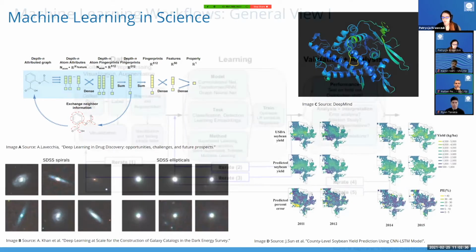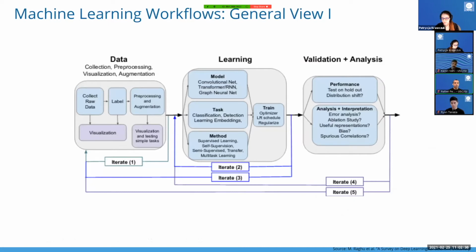One way to look at machine learning workflows at a very high level is to see them as comprising 3 sequential stages. In the first stage, we do all the data-related steps. Then there's a learning component, and lastly, we have validation and analysis. Each of these stages has several sub-steps and techniques associated with them. As you can see, we can iterate through them multiple times, and there are feedback loops between them.